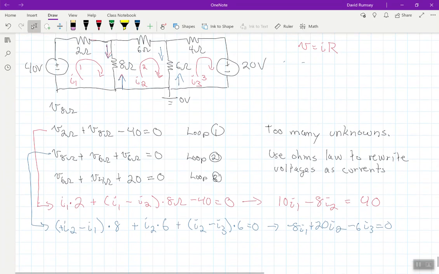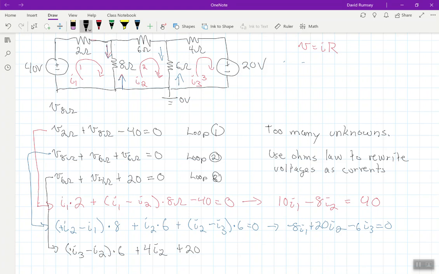And now finally, I'll switch back to black, we have to work on this equation and rewriting it with currents here. So we start at the 6 ohm, and again I'm in loop 3 now, so I3 is automatically the positive one, and then I2 is in the opposite direction, so it'd be minus I2 times 6 plus, well, the 4 ohm only has I2 touching it, so it's 4I2, and then I'm hitting the positive side of the voltage source, so it's plus 20, and that's equal to 0.